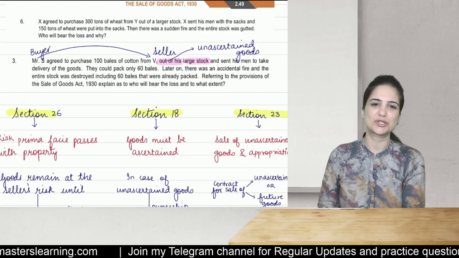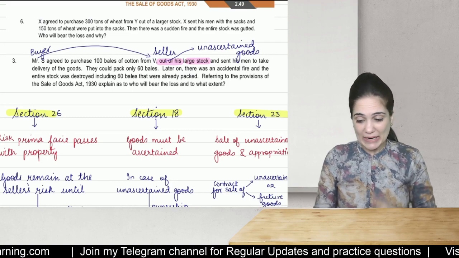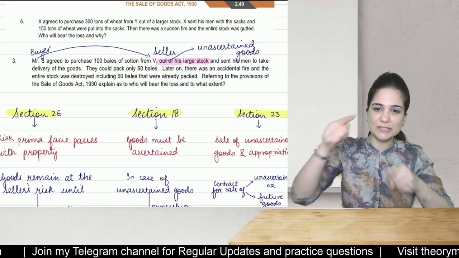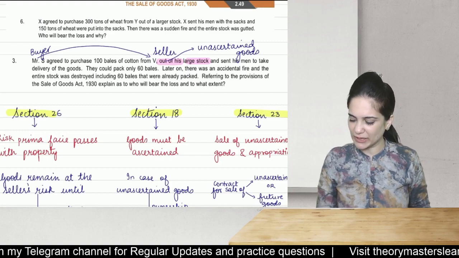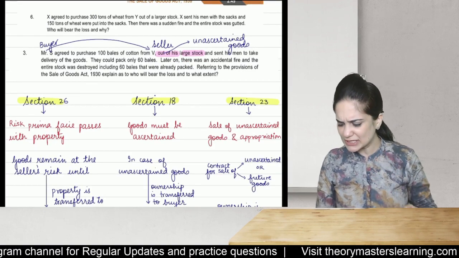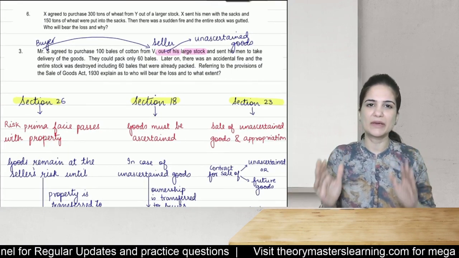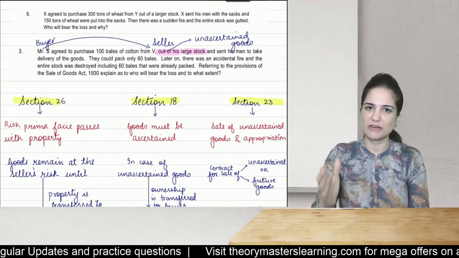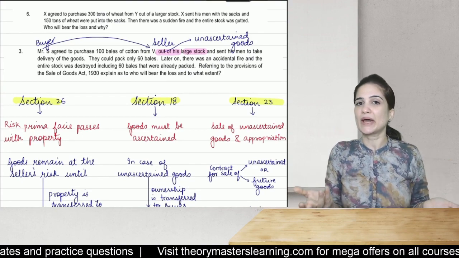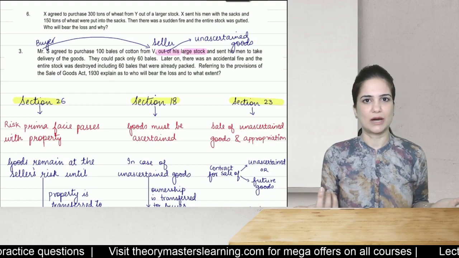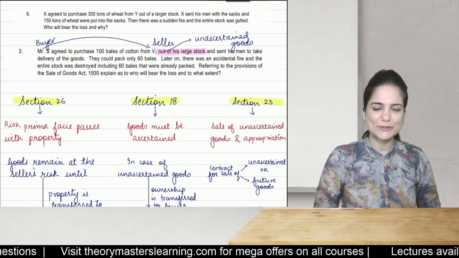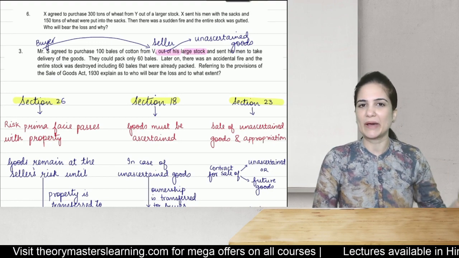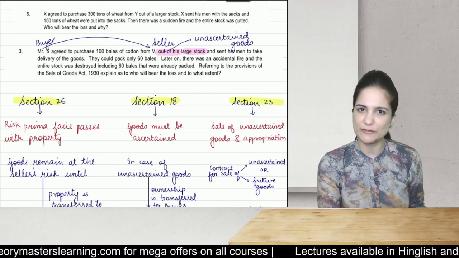Actually, the question is very simple. But the problem arises in the various provisions which they have applied while answering this question. The answer is very simple, that the buyer will be liable only for the goods which have been packed. They have been packed with his knowledge. How come? His men packed it. So it is as if the goods are packed, they are appropriated with the consent of the buyer.